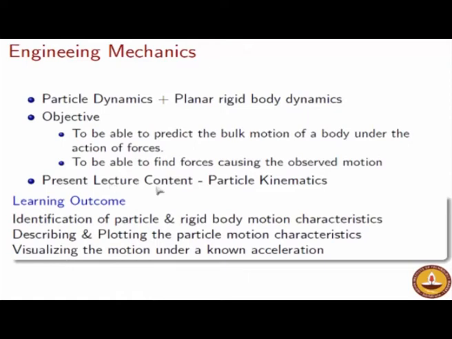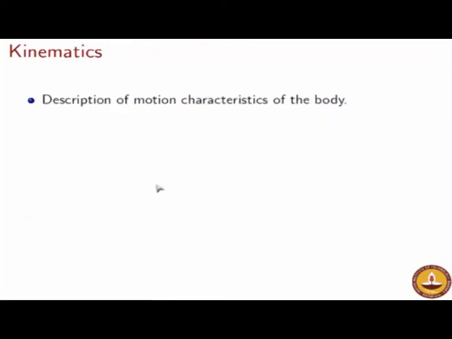So with this introduction, I think we will make a more formal beginning. Just like we elucidated the meaning of particle, in this slide I would like to elucidate the meaning of the word kinematics. The word kinematics, though it sounds heavy, is actually a very simple concept. We have to describe the motion characteristics. Now you may ask, what do I mean by describing?